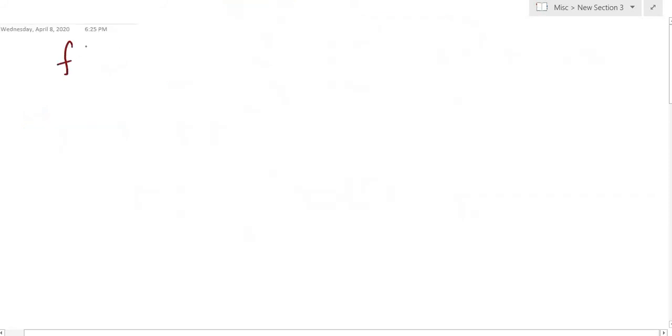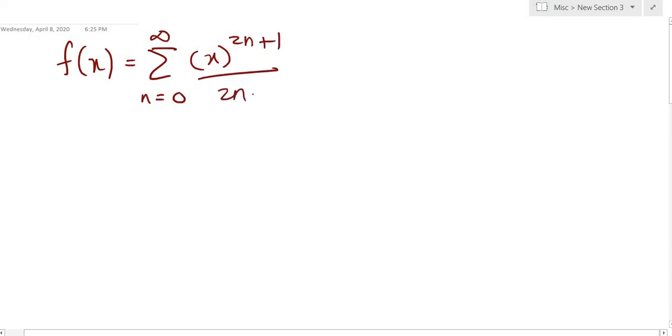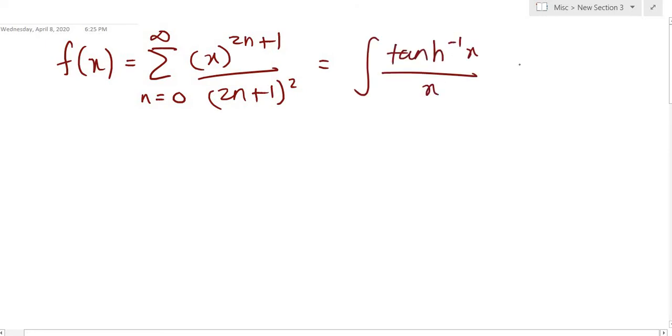So we obtained that our f of x, our general series from n equals 0 to infinity of x to the 2n plus 1th power over 2n plus 1 the whole thing squared, is nothing but the indefinite integral of tangent inverse of x divided by x, integrated with respect to x, obviously. Well, we just simplified our question a whole lot.